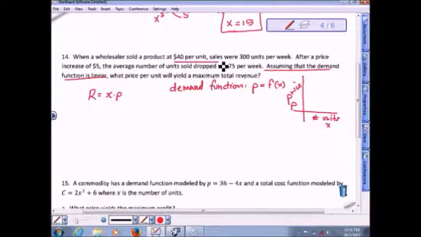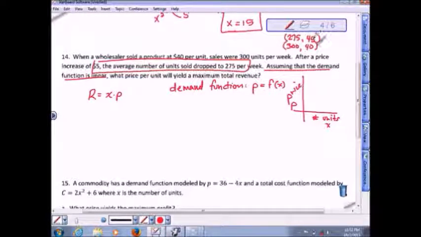So if we try to form ordered pairs from this number, for example, this is an x value because it's the number of units. This is a price value. So we form that into an ordered pair, x comma p, and the point becomes 300 comma 40. If you try to form this statement into an ordered pair, the price went up $5, that's a price of $45, and they only sold 275 units, so that's 275 comma 45.